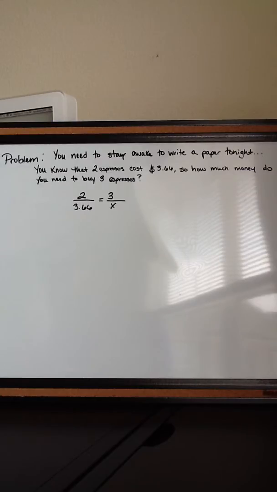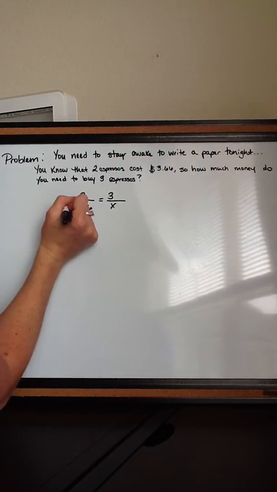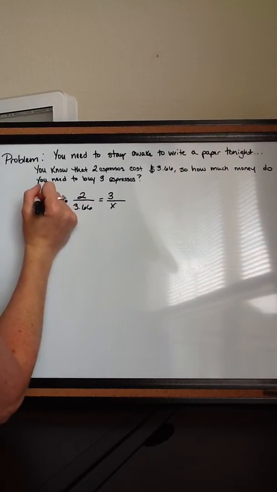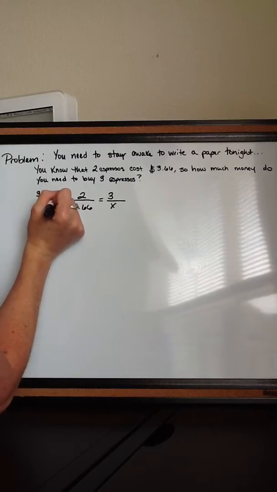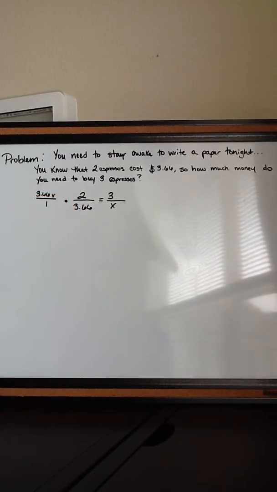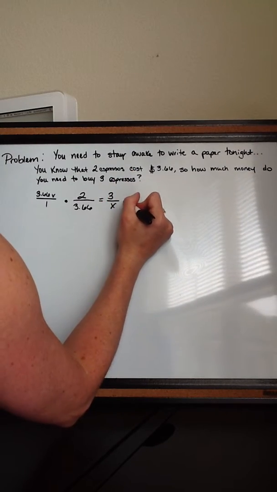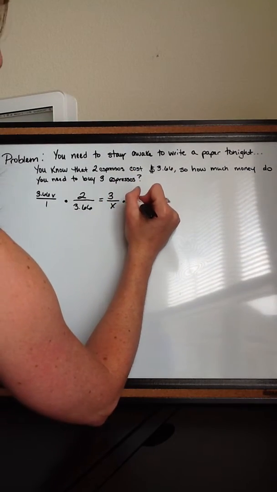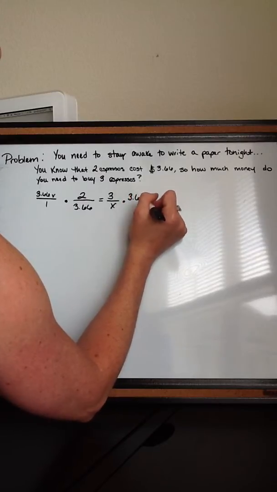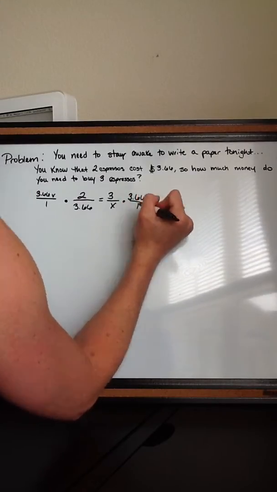Next thing you're going to do is you're going to invert the denominator and multiply both sides with that. So what that looks like is, say, 3.66x over 1. And you do the same on the right side of the equation, times 3.66x over 1.